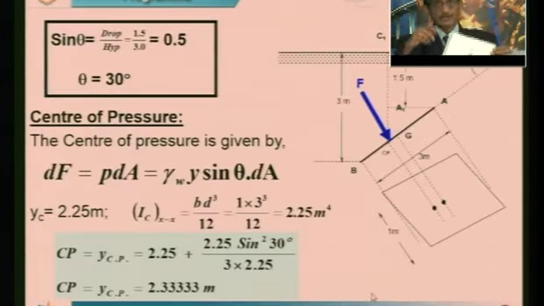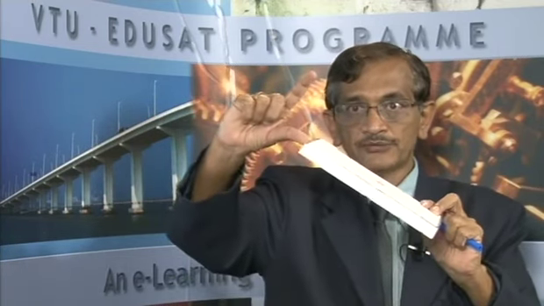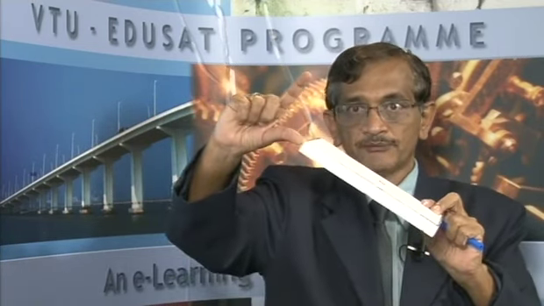Now same thing, I think what we are seeing is exactly like this. You can see it is a 3 meter, this is 1 meter, right? This is at a distance of 1.5, this is at a distance of 3 meter, and we would like to know where it acts. No doubt the centroid will be there, center of pressure will be slightly low.